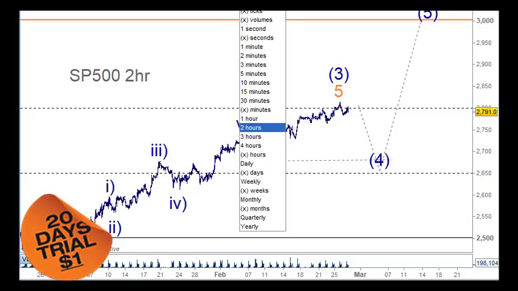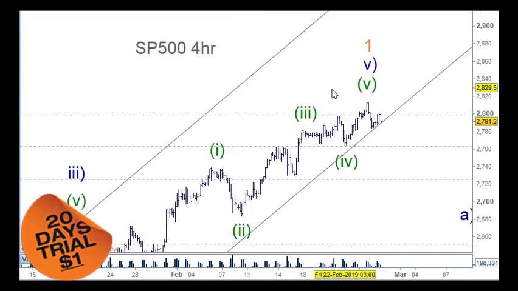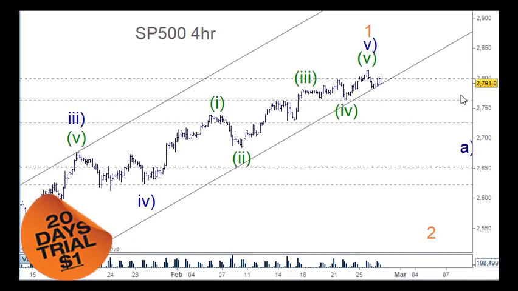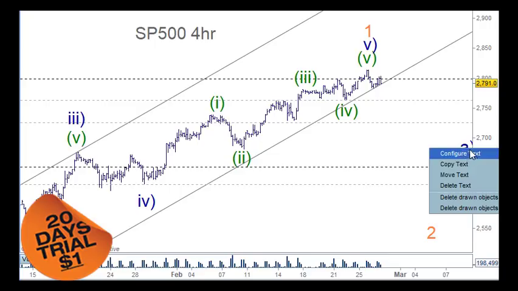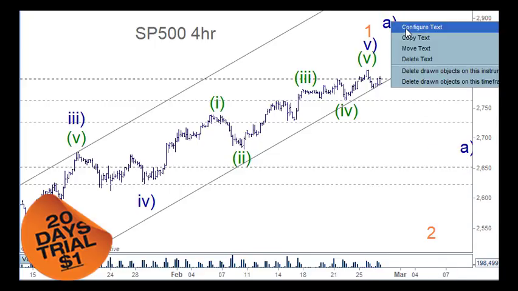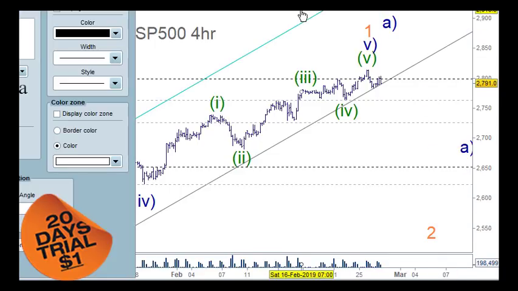So let's go in and have a look. On the 4-hour chart, we're going back to our main count here. And as I mentioned, this count here, if I can just grab one of these guys here, this will actually be wave 1 here. It's just that I'm a little bit lazy.